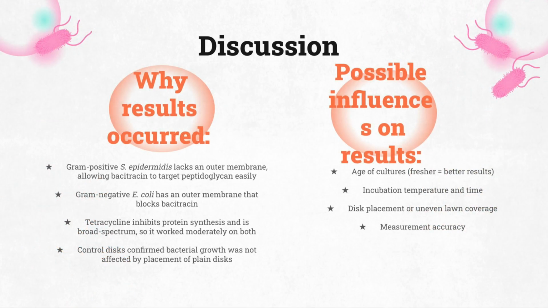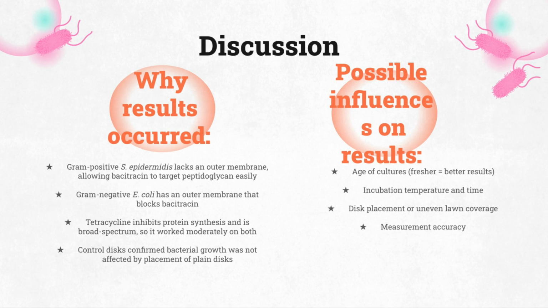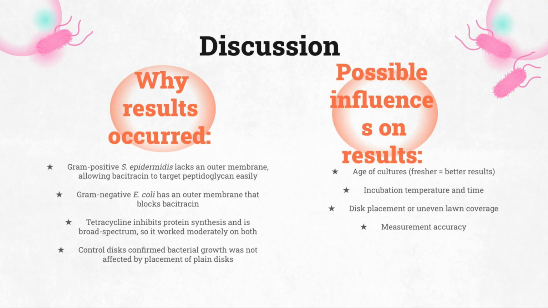Let's talk about why these results happen. First, the structural difference between gram-positive and gram-negative bacteria matters a lot. Staph doesn't have an outer membrane, so bacitracin can target its cell wall more easily. E. coli, however, has an extra barrier which gives it natural resistance to certain antibiotics. Tetracycline, which targets bacterial ribosomes to stop protein synthesis, is broad spectrum, so it had a moderate effect on both strains. My control disc did exactly what it was supposed to do, showing that the discs themselves did not influence bacterial growth.